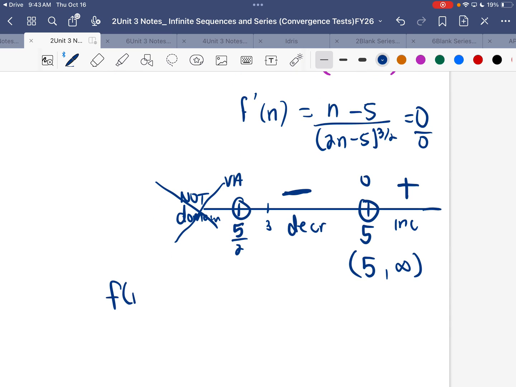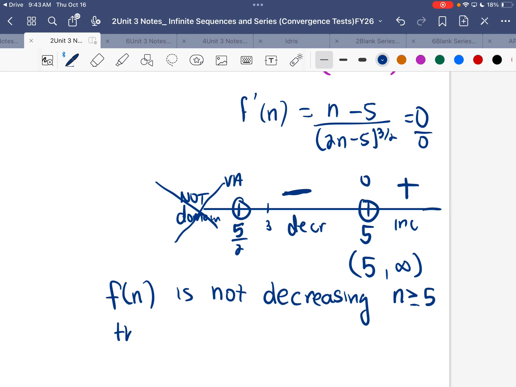So F(n) is not decreasing for n greater than or equal to 5. So even though it is decreasing from 3 to 5, because it's not decreasing for the rest of the time, the integral test is inconclusive. Yay.